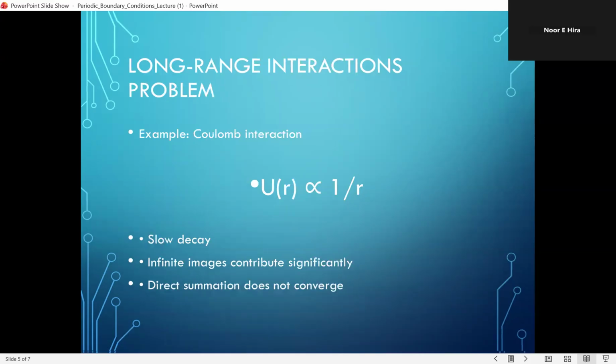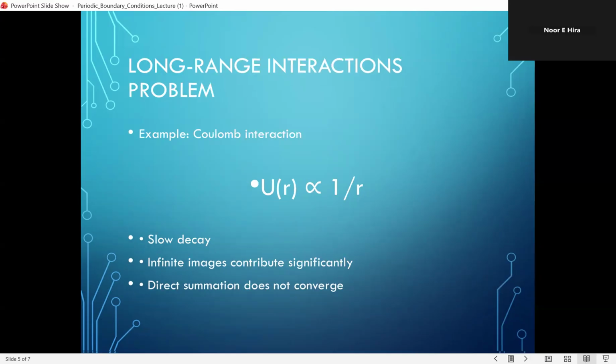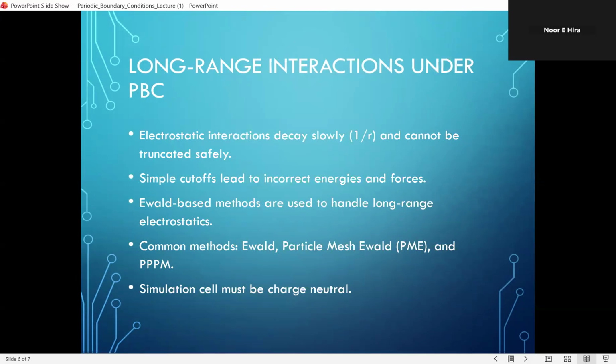But for long-range interactions, which we also call Coulomb interactions, there is a slow decay because it is proportional to 1 over r. So infinite images contribute significantly, and direct summation does not converge. For short-range interactions, we can just give a cutoff distance, up to which we calculate. But for long-range interactions, direct summation does not converge. So this problem is solved by Ewald-based methods, that is, the Ewald summation method.